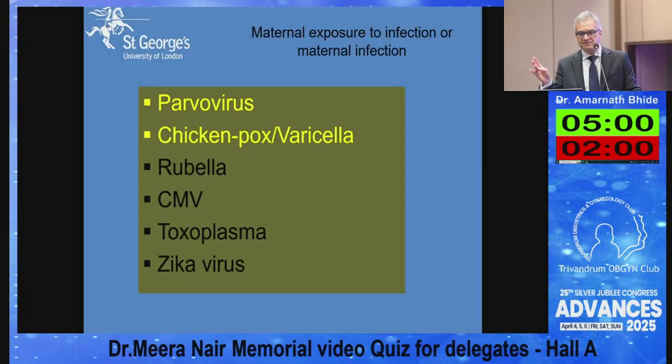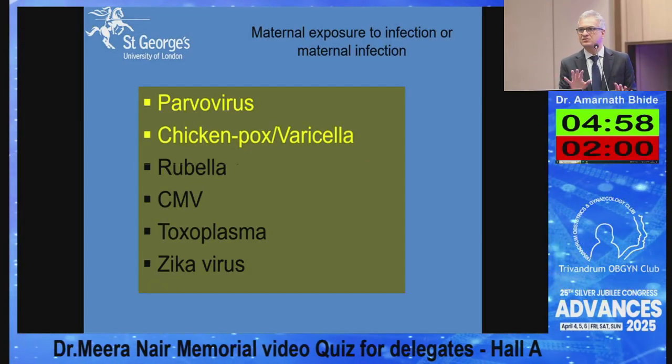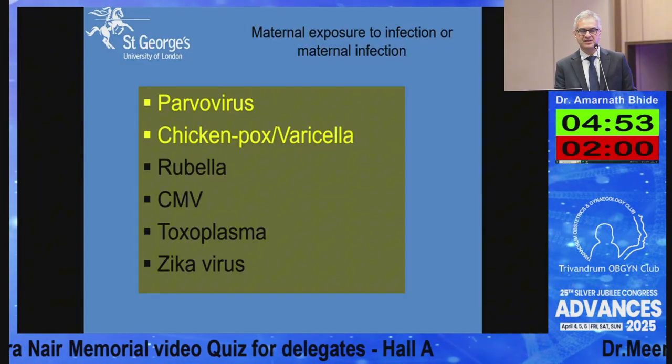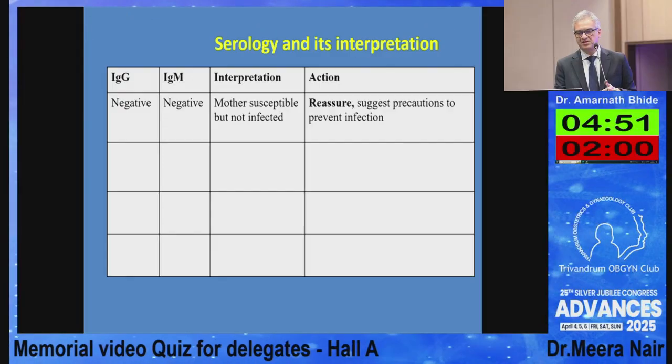So rubella, CMV, toxoplasma, Zika, we have no signs. These are not the kinds that are reported. So parvovirus and chickenpox are the only ones.